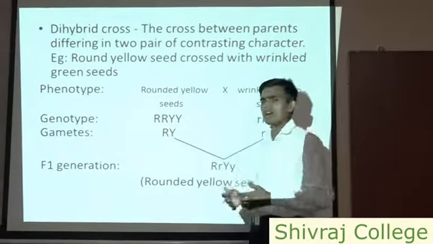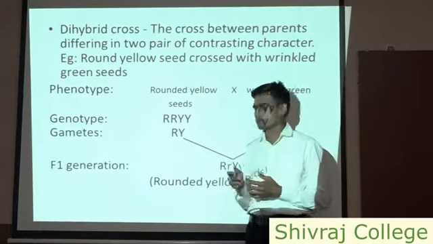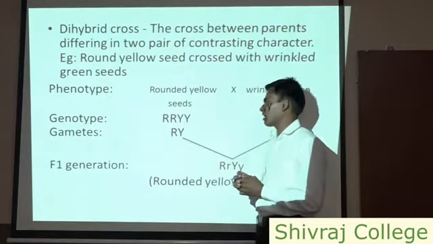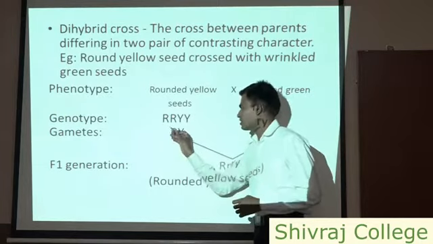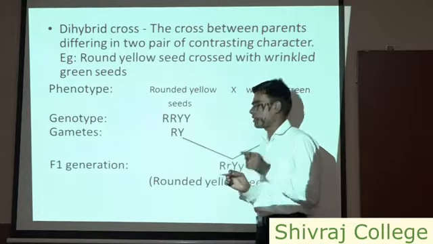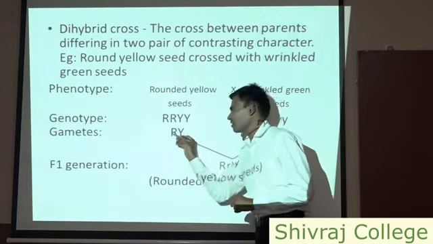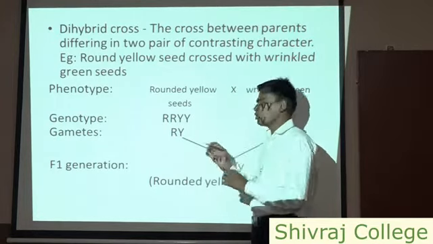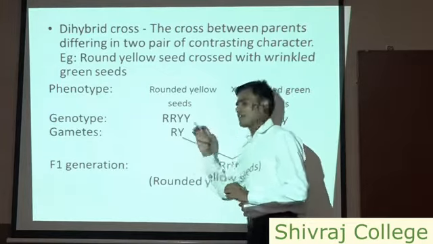Then this plant produces gametes during gametogenesis, and the factors enter into the gametes. Out of the capital R, only a single factor enters each gamete. Likewise, out of capital Y, only a single factor is introduced into the gamete. So this gamete contains capital R, Y. So a single factor enters into each gamete.